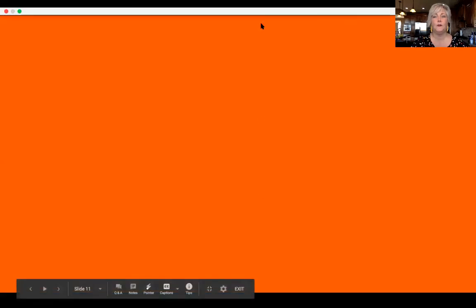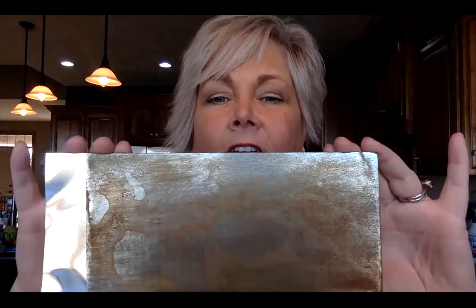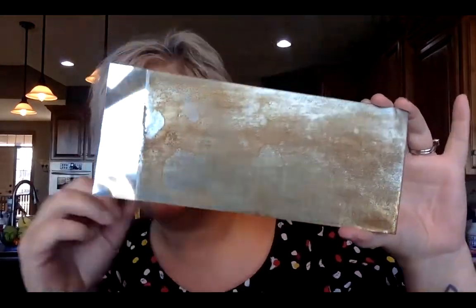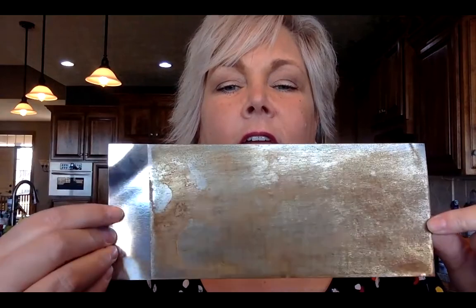Let me stop sharing for 1 second. And here's what I have. So this is mine. Isn't that crazy? That's the rust that happened. Now this is just on the surface. It doesn't go all the way through, but it absolutely rusted right away. There's my original tin, and there's the rust. And my container that I had 2 pieces of tin.